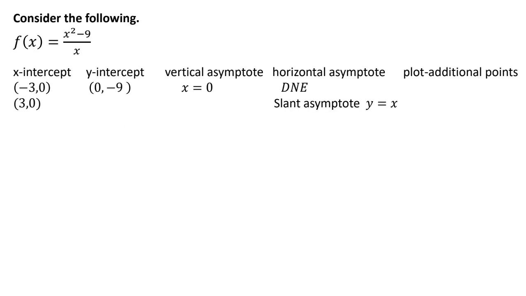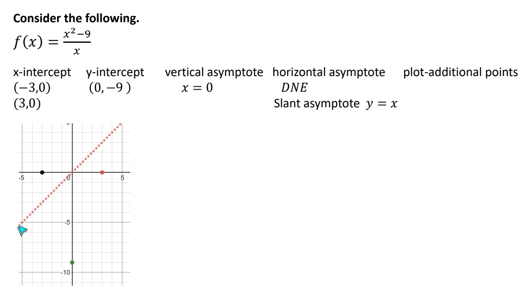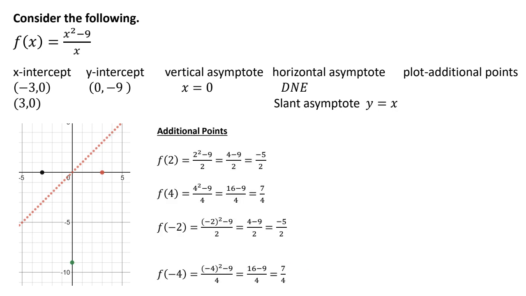So we put everything together. The dotted line here is my slant asymptote, y equals x. I have x-intercepts at -3 and +3, and my y-intercept is at -9. And so I want to plot in some points, or maybe you already know what the graph should behave like. You know it should get closer to the asymptote, but we can also plot in some more points.